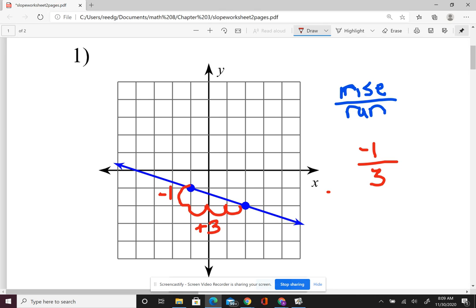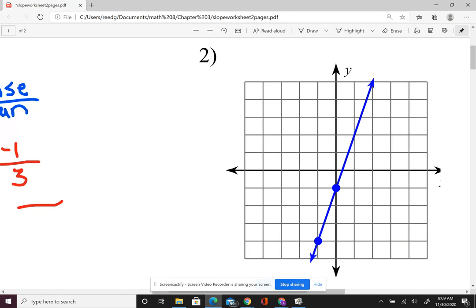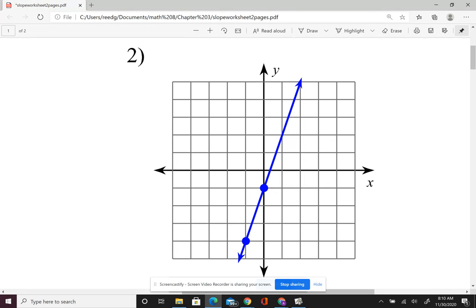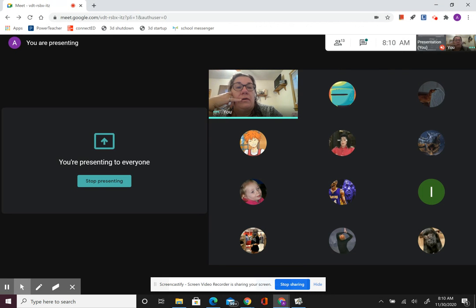Does that make sense? So I'd want to see this as your work and that as your work for the test and for your assignment today. What I want right now is for some brave soul to tell me what I need to do to figure out this slope. Who wants to? Anyone want to raise their hand? I can do it. Okay.